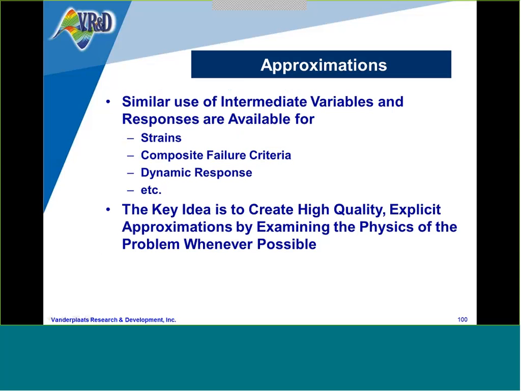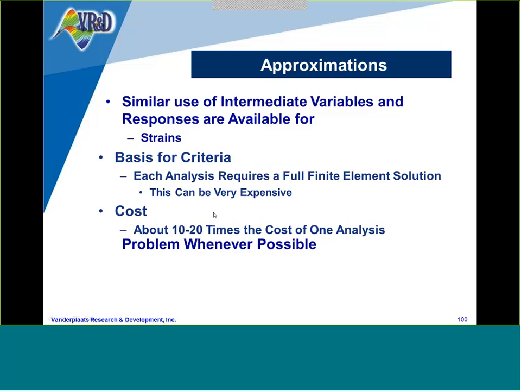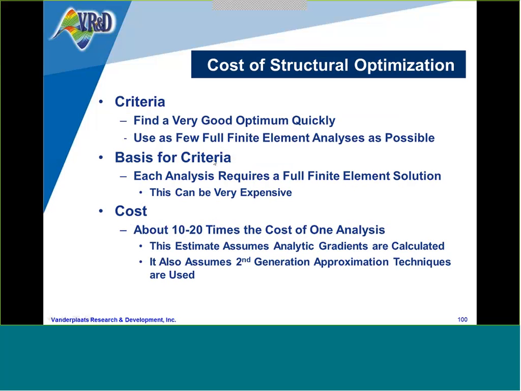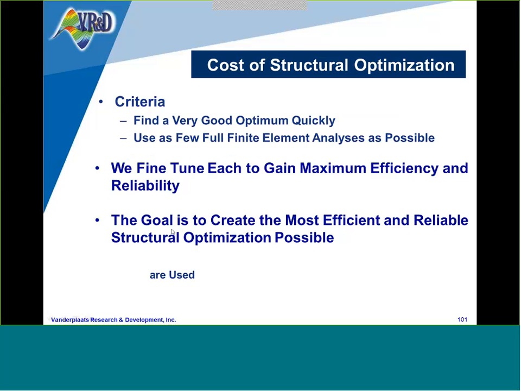So the idea is we use intermediate variables in response for stresses, strains, dynamic response, just about any response imaginable. The key idea is to create a high quality approximation based on physics. What's the cost? We want to get a good optimum quickly. We want to use as few finite element analyses as possible because they are expensive. And typically we get an optimum with about 10 to 20 times the cost of one analysis.